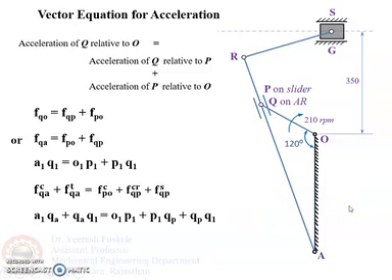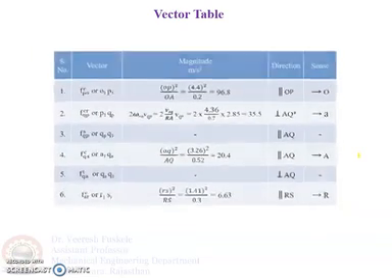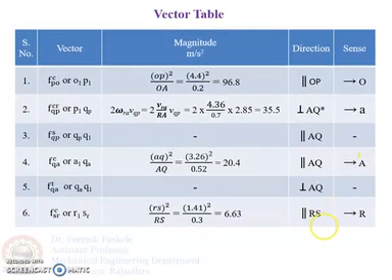Next, we make the vector table. So we calculate the values of various components of acceleration. FCPO will be equal to R, that is OP square upon length of the link OA. OP is measured from the velocity diagram and it is calculated as 4.4. So this will give us 96.8 meter per second square.